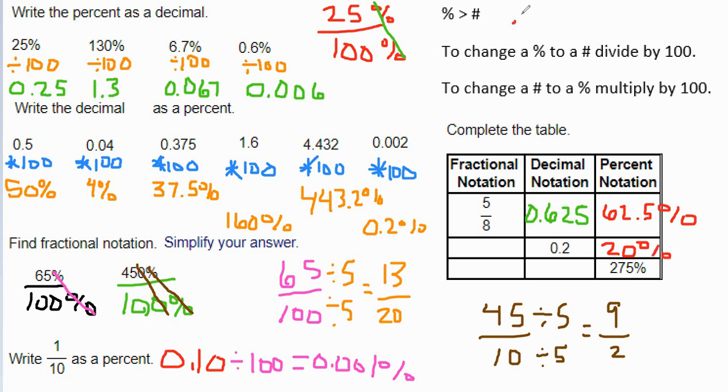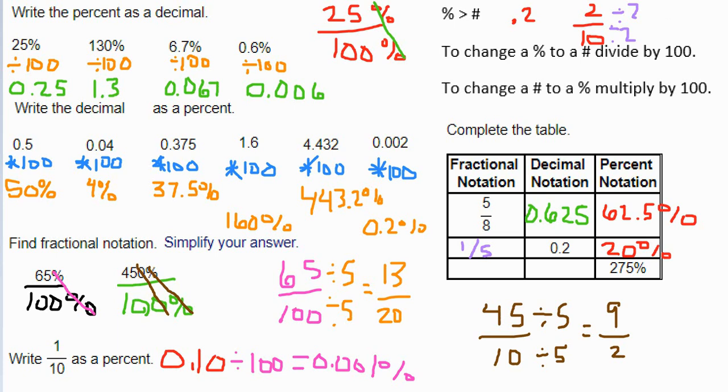Change 0.2 to a fraction. We have 0.2. Notice that there's one number there, just the 2. So that's how many zeros we would put on the bottom. We'd have 2 over 10. They're probably going to want this in simplified form. So you would divide the top and bottom by 2, which would give us 1/5.